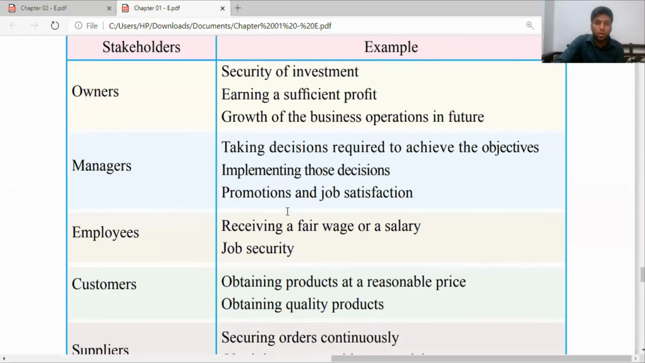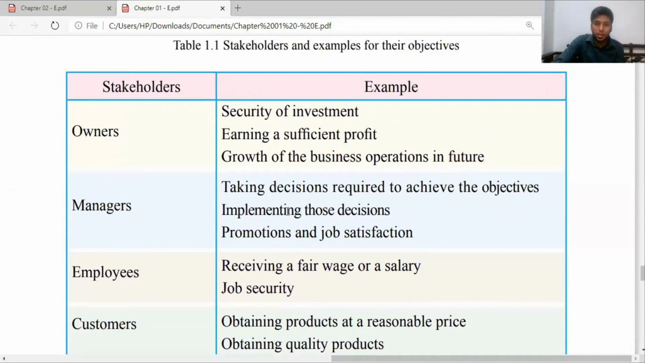What are they going to do? What does the owner do? They have securities of investment. What is the objective the owner has? So let me move on to the objectives. As we know, we have learned objectives in some depth, but I want to give you a small explanation about objectives before moving on to the stakeholders and their objectives. So let me move on to the whiteboard.